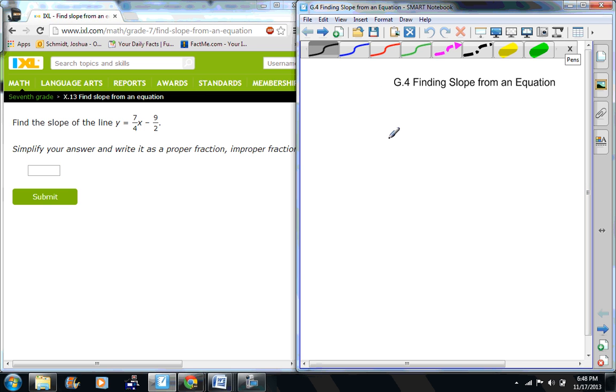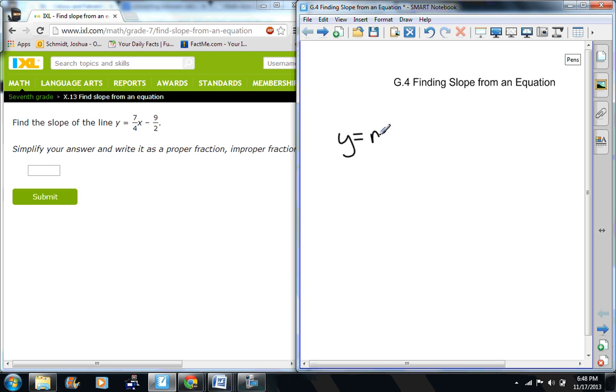So, the first thing that you have to write down in your notes is this equation, y equals mx plus b, and that goes to the tune of YMCA. Y equals mx plus b. I know you guys are going to be singing that all the time now.